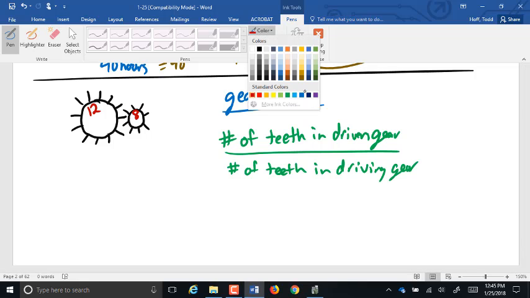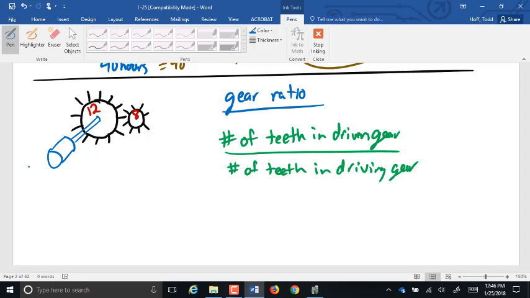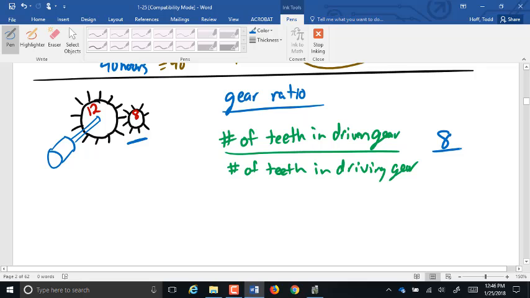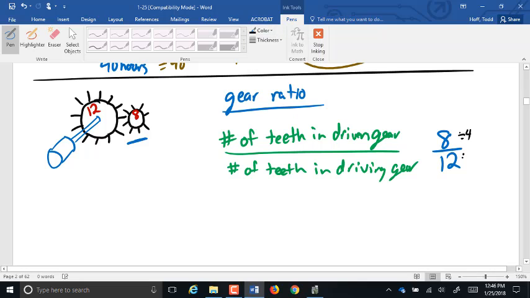How do we know which one's driven and driving? Well, I need more information than what I gave you here. So back to my amazing art technique. Pretend that's a small electric motor. Now, if I separate the two gears, one of them will keep turning and one will stop. Which one will stop? The small one, the 8-tooth gear. That is the driven gear. It is being driven by the other one. It's only turning because the other one is driving it. The 12 is the driving gear. So it is an 8 to 12 gear ratio. And of course, that can reduce, dividing by 4, to a 2 to 3 gear ratio.